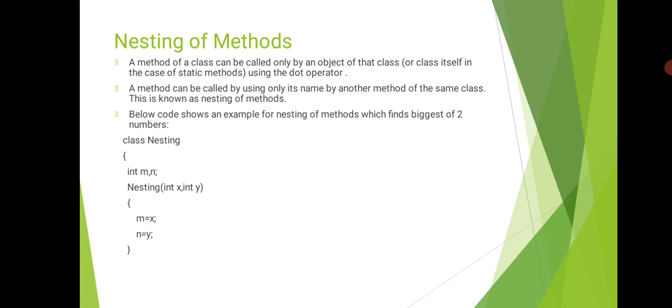A method can be called by using only its name, by another method of the same class. This is known as nesting of methods. What it means is that the method can be called by using only its name, without using an object name and dot operator, by another method of the same class.